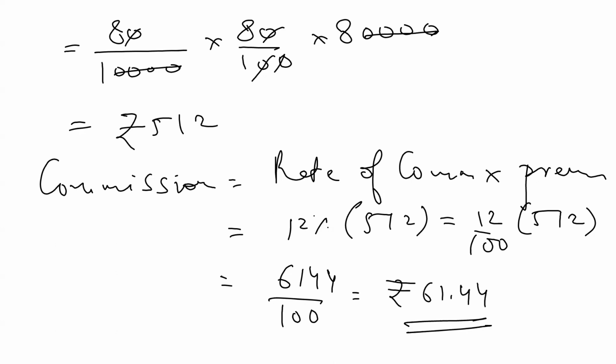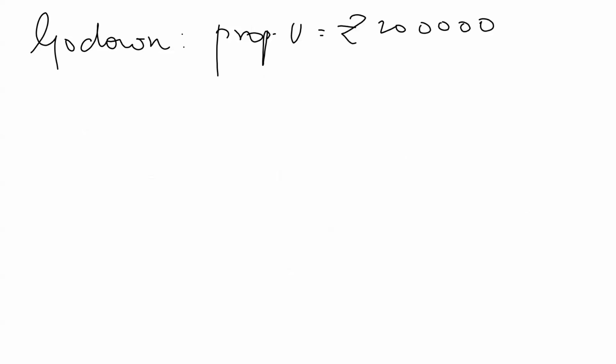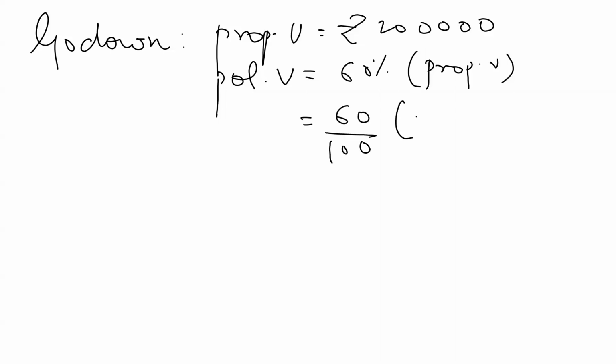Now the second heading is under godown. The property value of godown given in the problem is rupees 2 lakh. Policy value is equal to, see, the godown was insured for 60% of its value. So 60% of property value. 60 upon 100 into 2 lakh. So this will be 1,20,000.